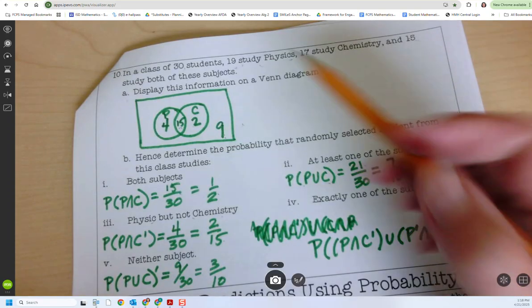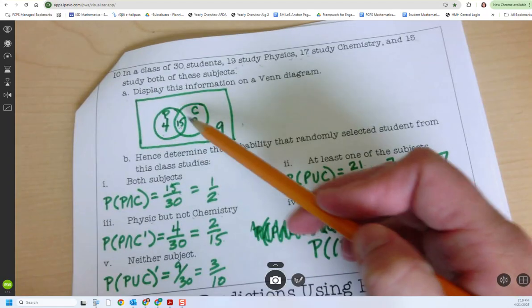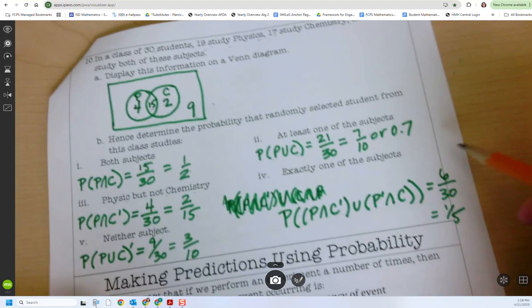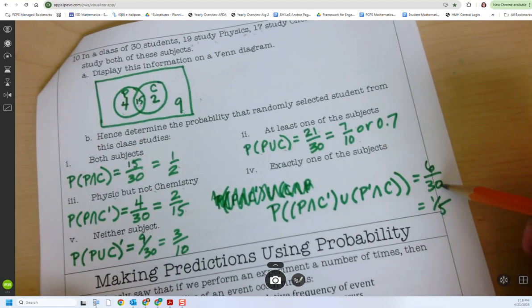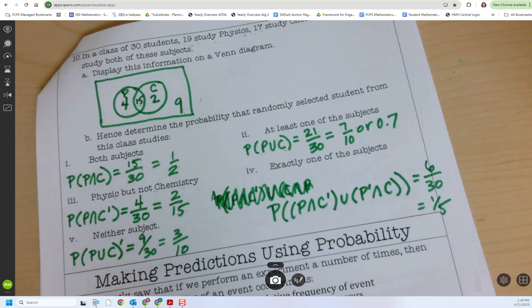Exactly one of the subjects, so they could be physics and not chemistry, or chemistry and not physics. There are 6 students out of 30, which makes 1/5.